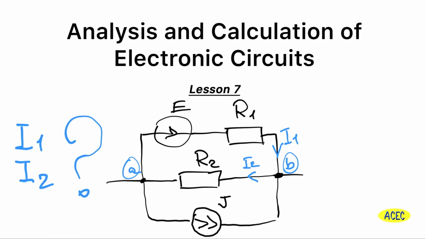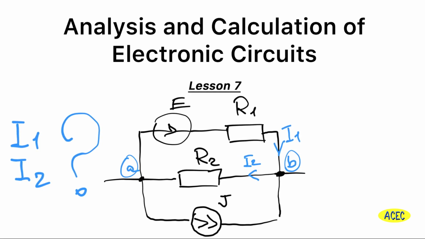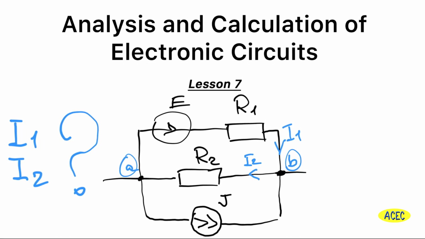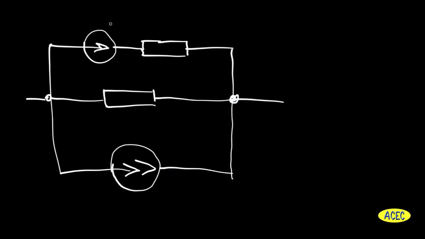This time I'd like to tell you how you can find the current number 1 and current number 2 of a circuit, which includes the voltage source and the current source. We have such a circuit which includes voltage source E, resistor number 1, resistor number 2, and current source J.